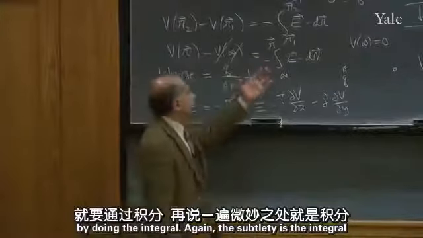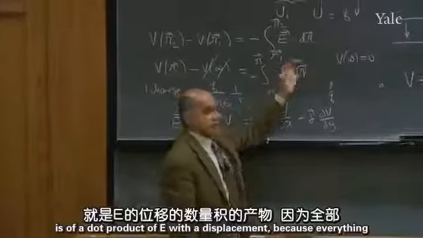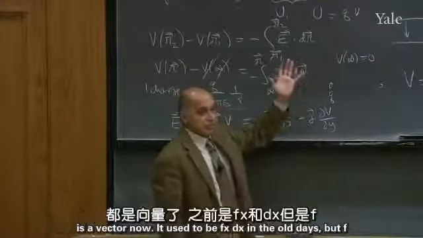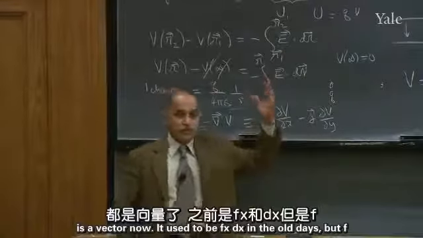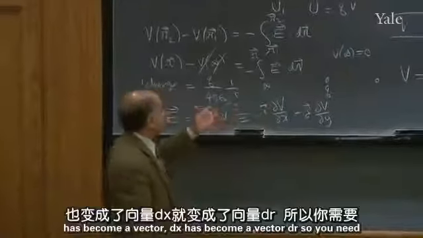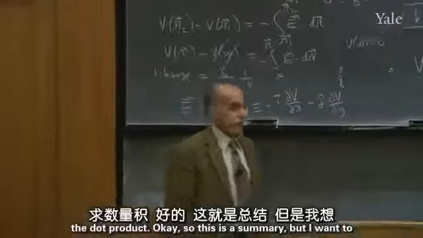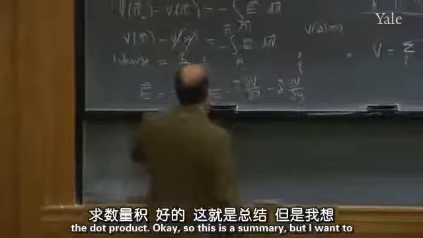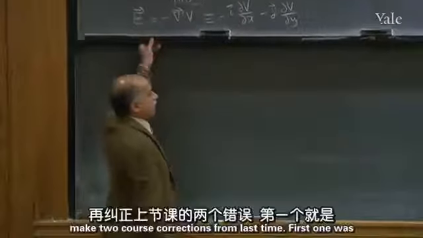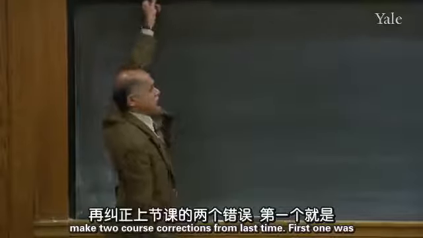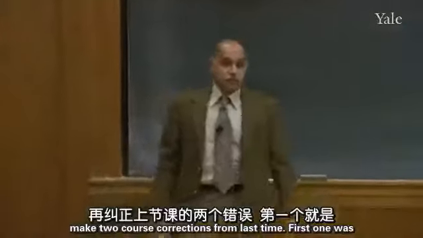Again, the subtlety is the integral is of a dot product of E with the displacement, because everything is a vector now. Used to be F dx in the old days, but F has become a vector, dx has become a vector dr, so you need the dot product. Okay, so this is a summary, but I want to make two course corrections from last time.